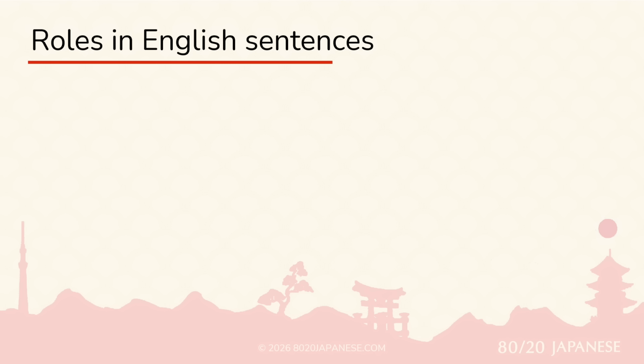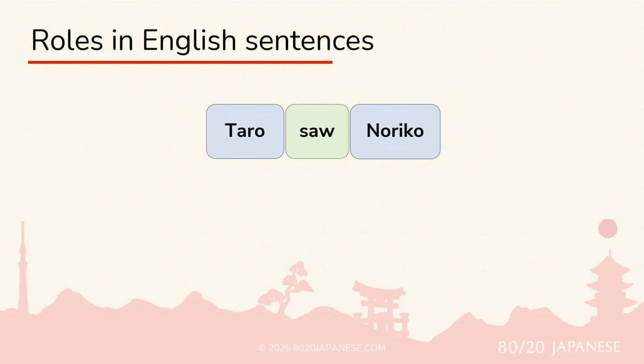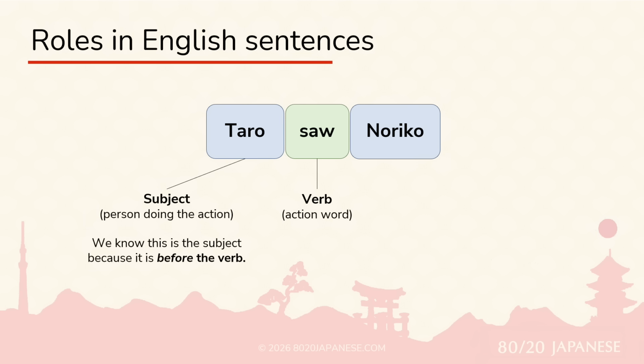Let's take a really basic example. Taro saw Noriko. So we have three words. The most important word, I would argue, is the verb, which is in the middle. This is the action word. We also have Taro, who is the subject of the verb. The subject is the person who is doing the action. So in this case, we know that Taro is the one doing the seeing, or who did the seeing. So he is the subject of this verb. And we know that he is the subject because it comes before the verb. It is that word order that tells us who the subject is.